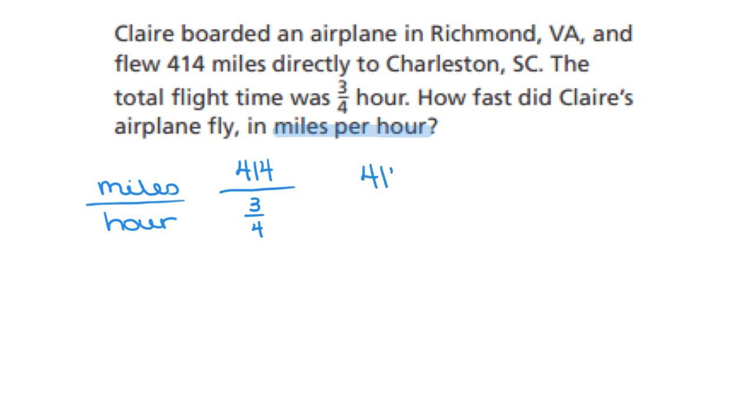Numerator divided by denominator. How do we divide by fractions? Keep, change, flip. So I'm going to keep 414 over 1 and multiply it by 4 over 3. Hey, I never said it was hard.